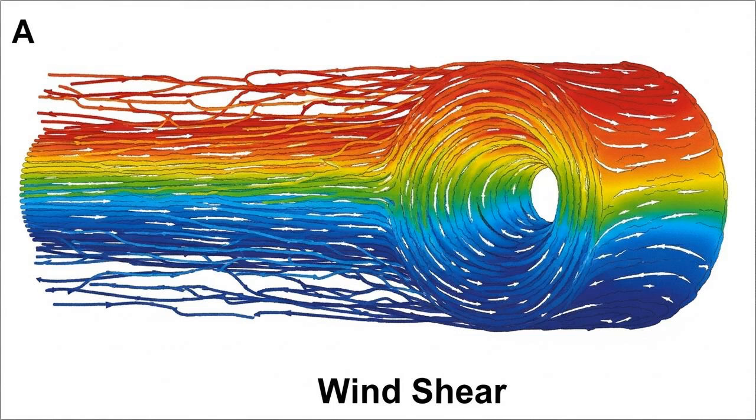This difference creates a horizontal rolling motion in the atmosphere. You can picture this by placing a pencil between your hands and moving your hands in opposite directions. The pencil starts to spin. That's exactly what's happening in the air. It creates an invisible, horizontal tube of spinning air. This is the seed of the tornado's rotation.